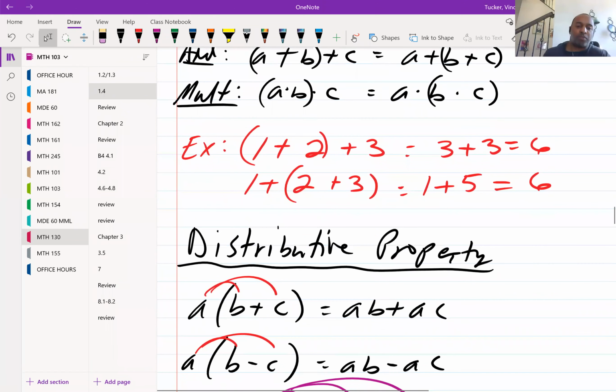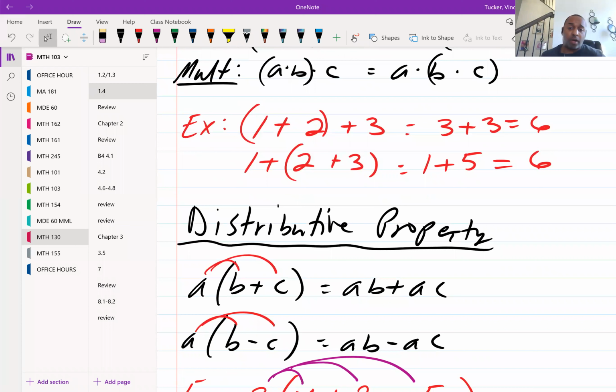All right, distributive property. If you have a number times a quantity, in other words, we have these parentheses or any grouping symbols, you can distribute that number into the parentheses, into each term, multiplying it to each term. So if I have A times the quantity of B plus C, that's the same thing as A times B plus A times C. Or if I have A times B minus C, that's A times B minus A times C.